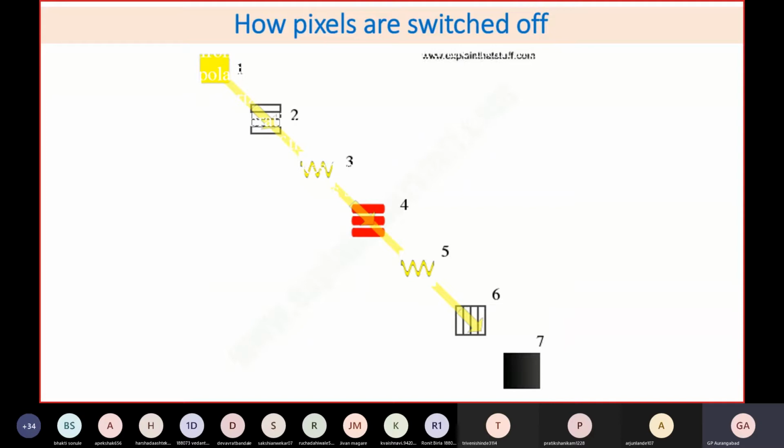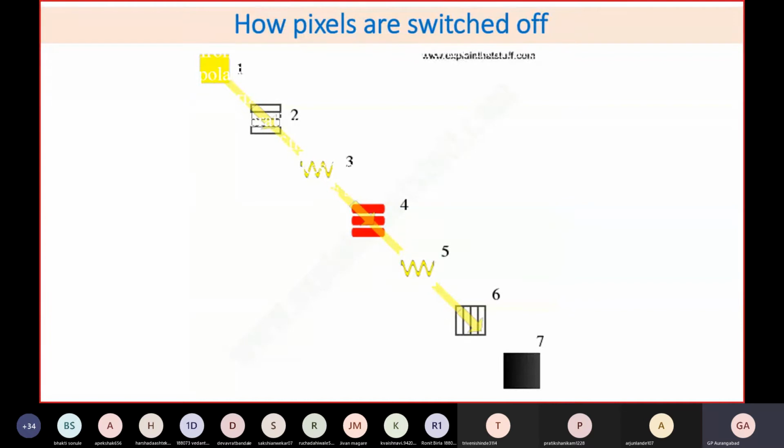When this gets straightened up, horizontal waves pass through it without getting twisted, and the horizontal light incoming to the LCD filter also passes without any twisting. So horizontal remains horizontal. When this horizontal light passes through the vertical filter, it is going to pass only vertical waves and block all the horizontal waves. As all the light is blocked by 6, nothing will be seen on 7. That means that particular pixel will be off.